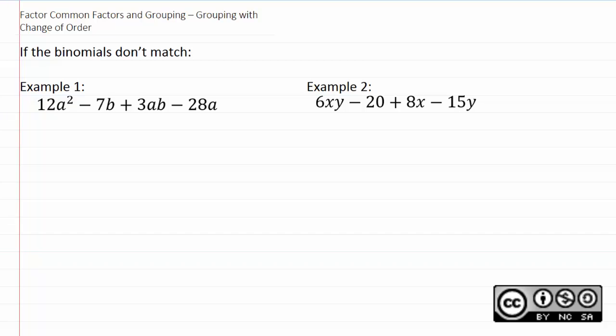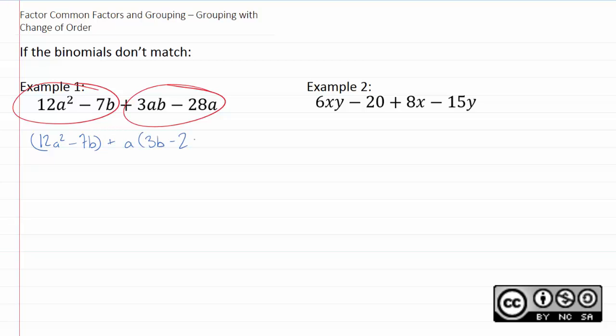When we do this factoring, you have to watch out because sometimes the polynomials don't come nice and packaged for us. Sometimes we have cases where the two halves of a binomial don't match. If we look at example 1 down here, if you try to factor something out, the first two terms have nothing in common, so you would just write 12a squared minus 7b. Over here, you could factor out a, and you'd get 3b minus 28.